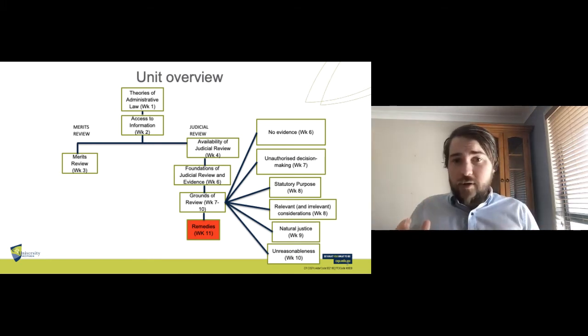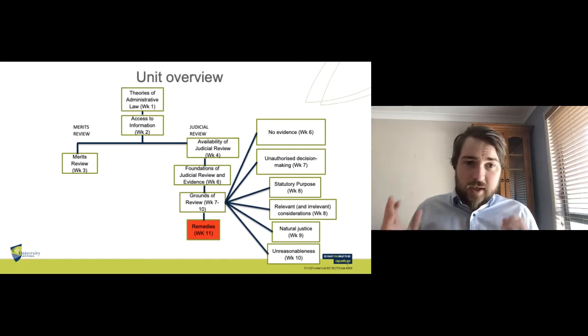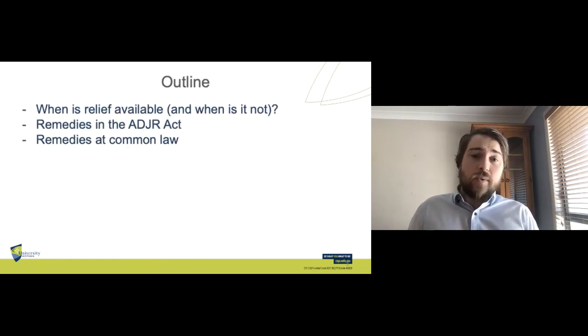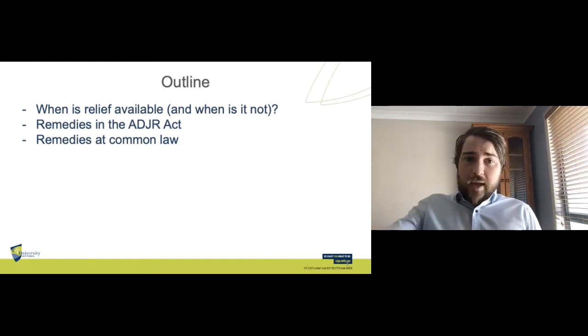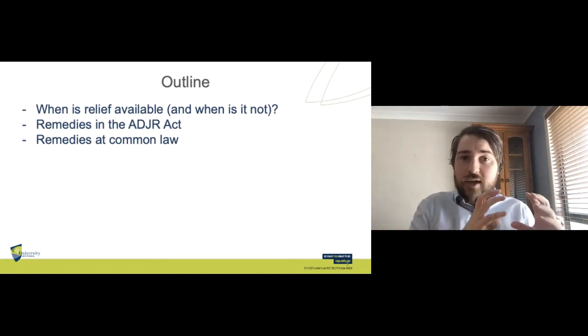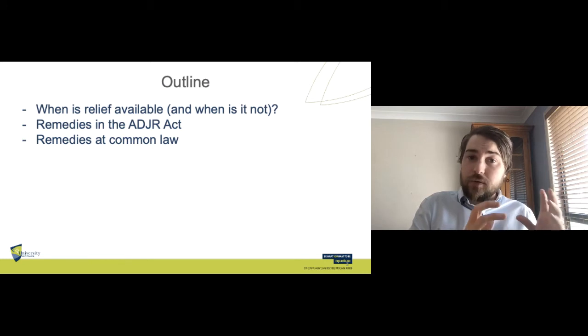We've been through that process. We've ticked all those boxes. Now we've got the final step to ask, well, what can the court do about it? What remedy can a court offer to a decision that has been invalidated under one or more of these grounds of review? So we'll start by talking today about when relief is available and when it's not, because having an available remedy is actually a crucial part of asking for judicial review in the first place.